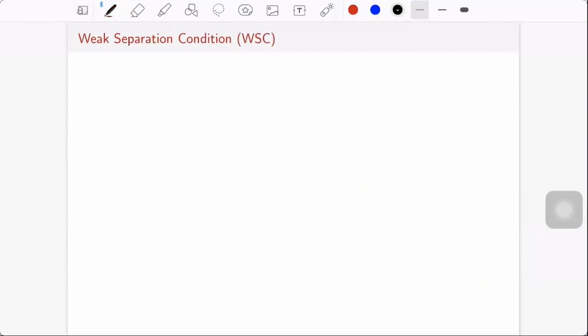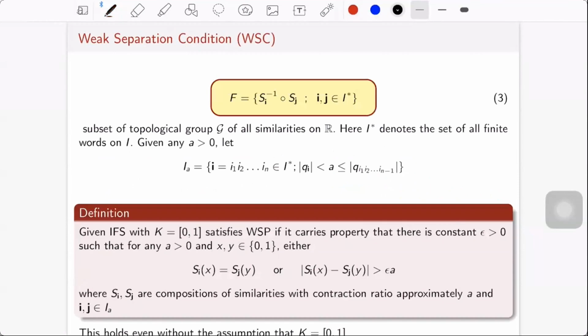So we saw an example where the open set condition does not help us to calculate the Hausdorff measure and the dimension of a self-similar set. That was the reason a separation condition which is weaker than the open set condition, but still gives good enough results, was developed.